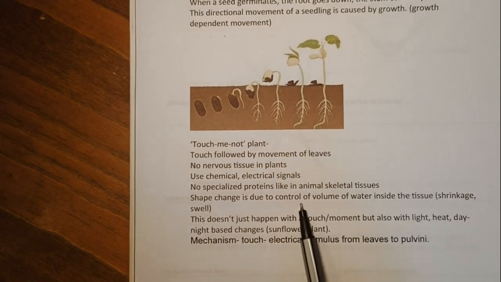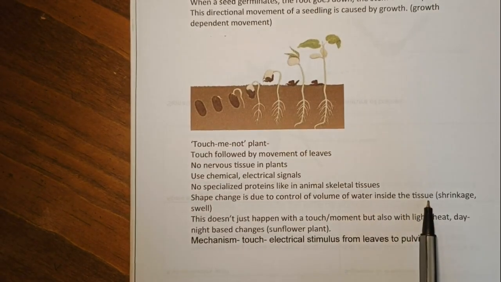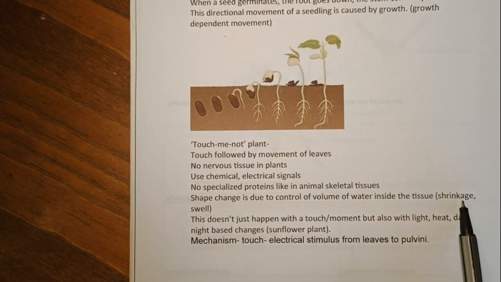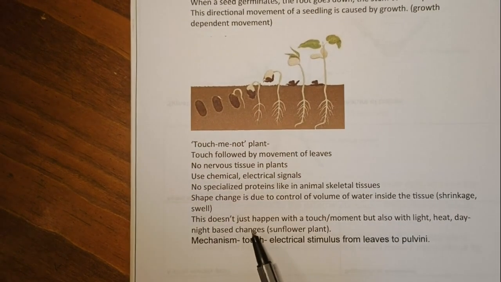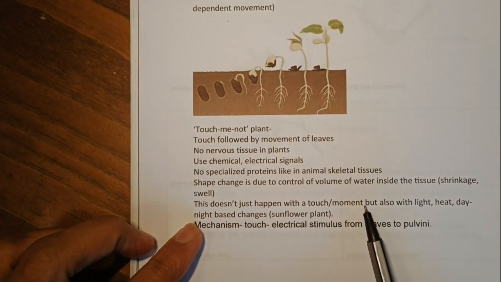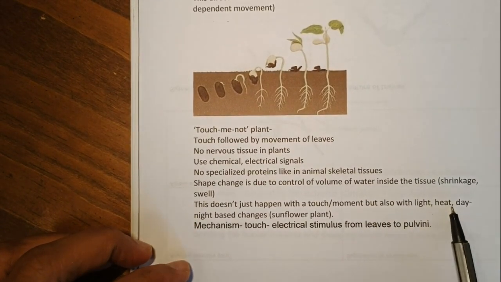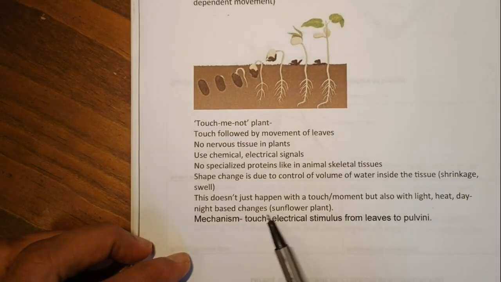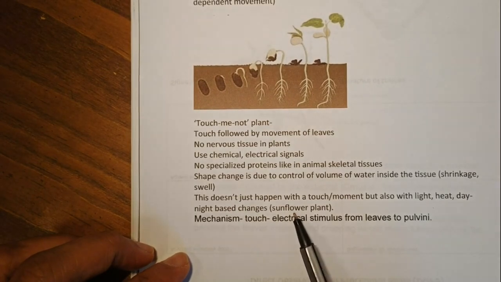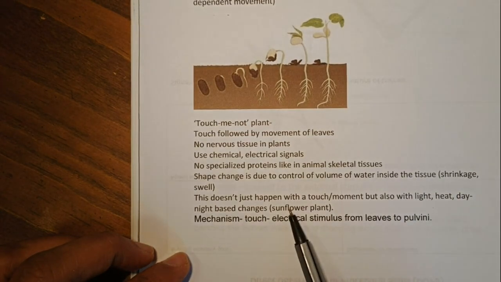Now the shape change is due to the control of the volume of water inside the tissue of the leaves. So the leaves shrink or they swell. This doesn't just happen with touch or movement, but also takes place with light, heat, and day and night based changes, such as in the sunflower plant. The sunflower will change its direction depending on whether it is day or night.